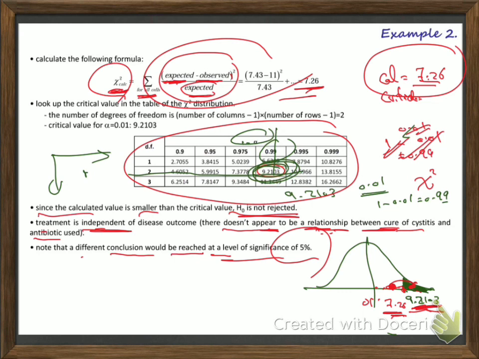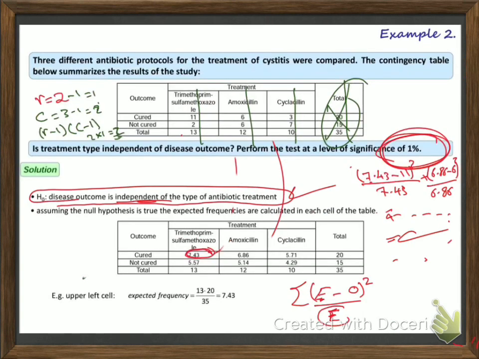So what was our H hypothesis saying? Our H hypothesis was saying that the disease outcome is independent of the type of the antibiotic. They are independent. There is no strong relation between them. Or we can say that they appear to be independent, because we cannot judge 100%, because we still have type 1 error and type 2 error. In this case, it is not rejected. If it is not rejected, it will be type 2 error, okay?